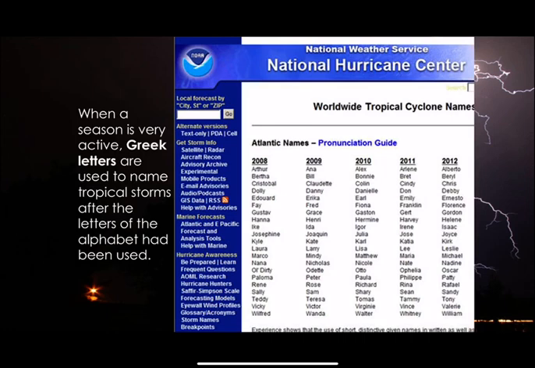When a season is very active, Greek letters are used to name tropical storms after the letters of the alphabet have been used. Look to the picture to the right of the screen. You can see how hurricanes are named. Is your name on this list?